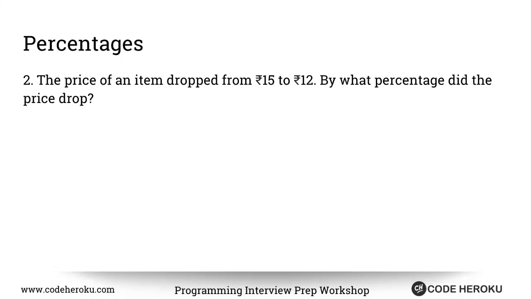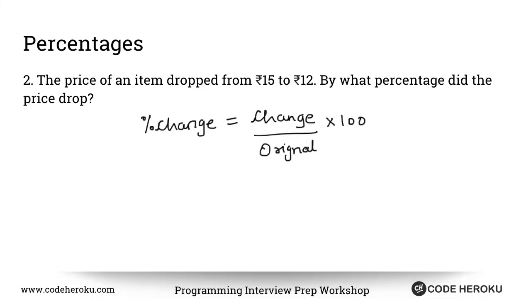All right, so let me show you. Pretty straightforward. We know that the price changed from 15 to 12. So the change in price was 3 rupees, right? Here's the formula for calculating the percentage change. It's the change upon original times 100, because we want it in percent terms, right? So you say 3 on 15 multiplied by 100, and that will give you 20%, right?